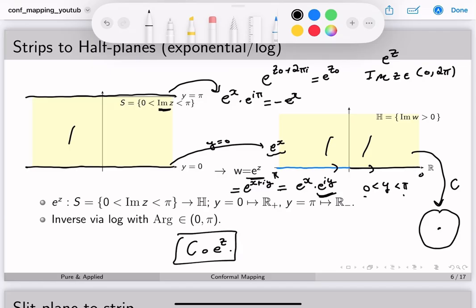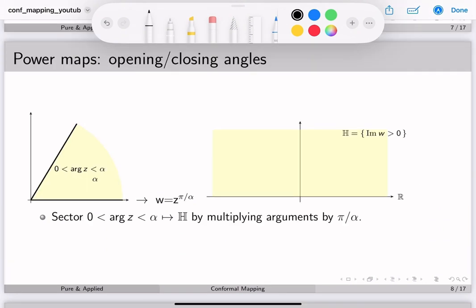Okay, so let's keep moving and keep exploring more maps. Suppose we want to map something like a strip like this, with an opening of an angle alpha, to the unit disk. How would we do it? So let's see. We need first of all to introduce the map z to the power pi over alpha, and here we're choosing the appropriate choice of branch cut for this map.